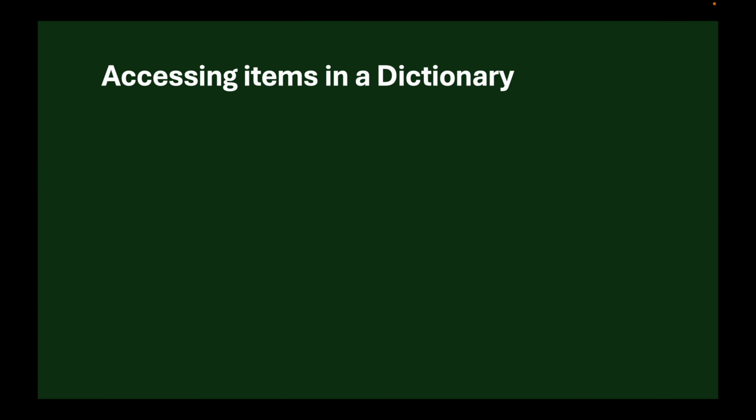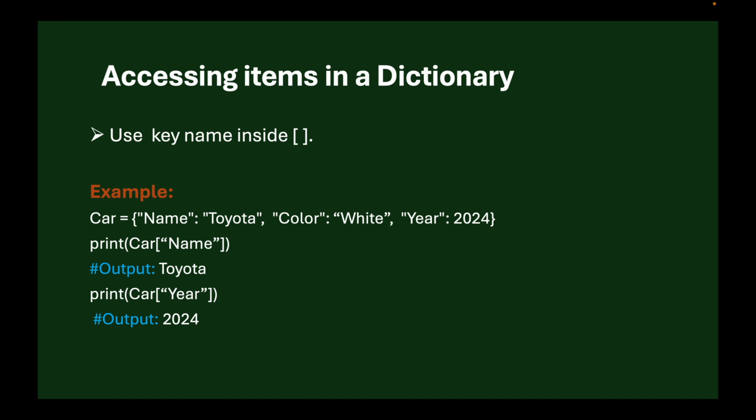Now let's talk about how to access values in dictionary by using the keys. We can use the key inside the square bracket. So as shown in this example, we have a dictionary named car, where we store all the information about the car. Now if we want to access the items of this dictionary, then we will provide its key name inside the square bracket as shown in the print statement.